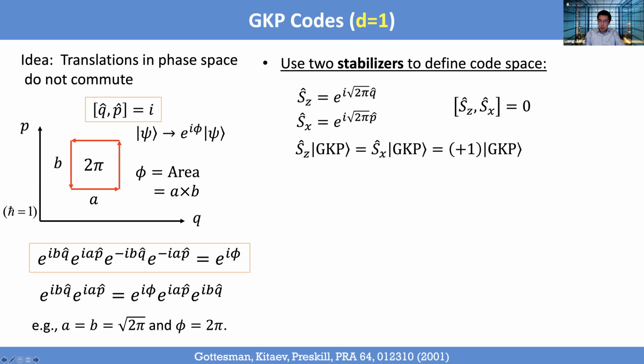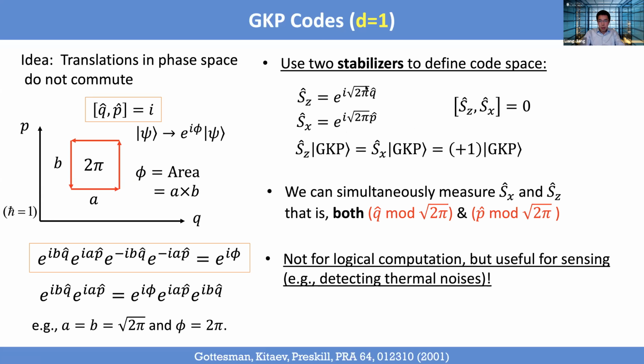Moreover, because position and momentum, when you exponentiate them, give operators that commute with each other, we can simultaneously measure these two operators. The measurement corresponds to the position and the momentum modulo √(2π). So if the position or momentum you want to measure has some small displacement, much less than √(2π), then you can measure those small displacements up to modulo √(2π). And this could be useful for sensing applications.